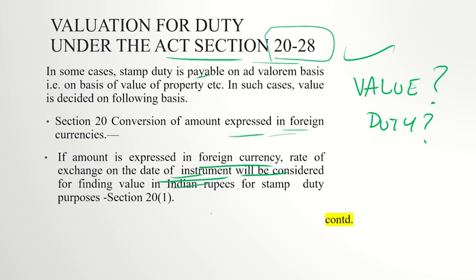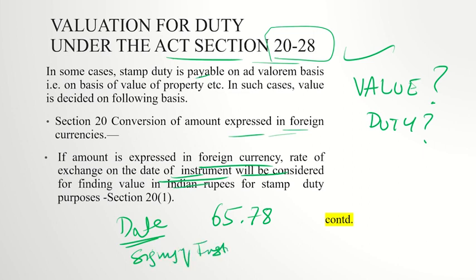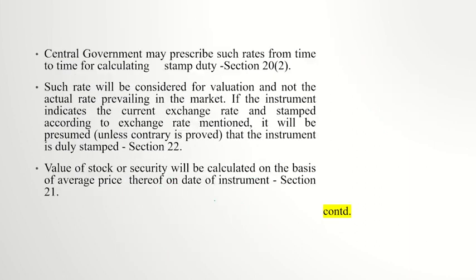So not today's rate. Say $1 is 65.78 rupees. We should see the date of signing of the instrument. As on that date, we have to see what the rate is, and that will be the basis for us to know the valuation. Based on the value, we pay the stamp duty.